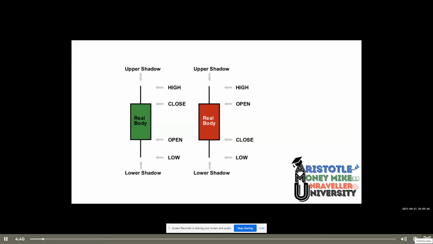In order for it to be a green candlestick, the close must be higher than the opening price, and vice versa for it to be a red candlestick. The close must be lower than the opening price.